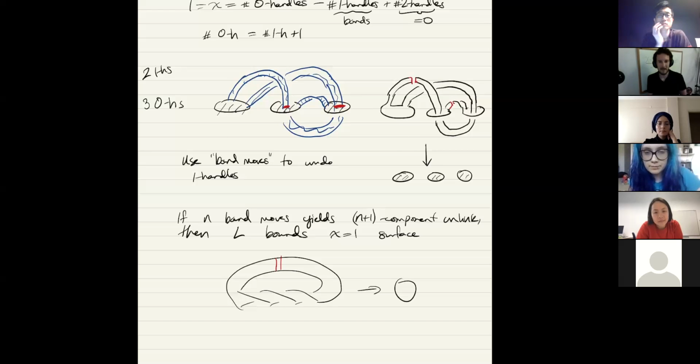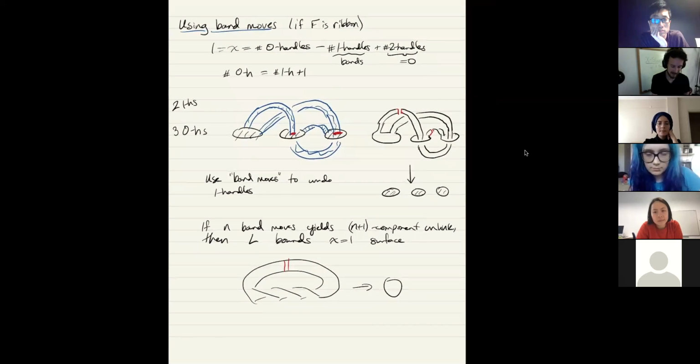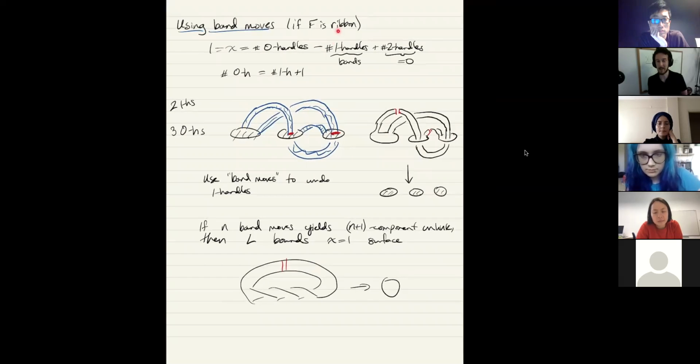Okay, so this is what we use to show something is chi-slice. Now, really what this shows is it's slice, but also the surface is ribbon, which is a pretty specific thing.